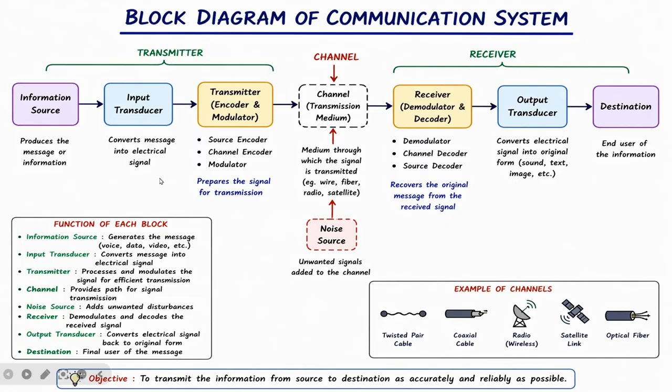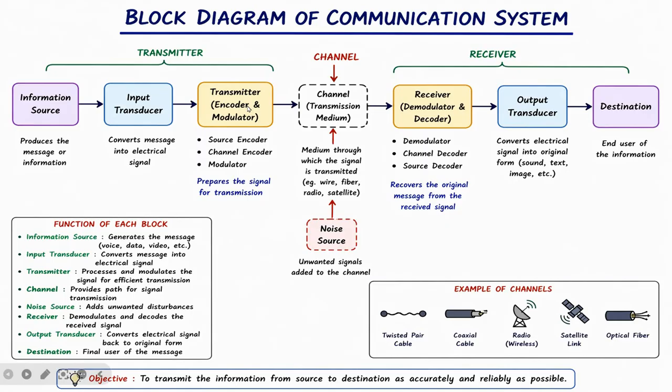Next comes the input transducer. Here the input transducer converts a physical signal into an electrical signal. That is, it will convert the message into the electrical signal. For example, we'll be having a microphone which will convert the sound waves into the electrical signals. So basically, it acts as a bridge between the real world signals and the electronic systems.